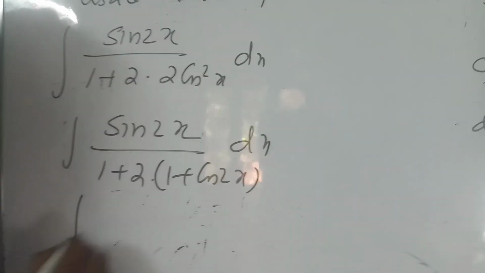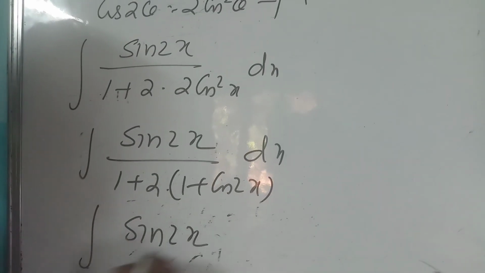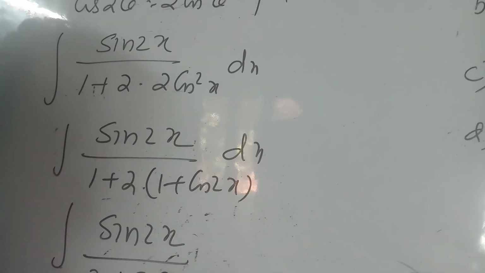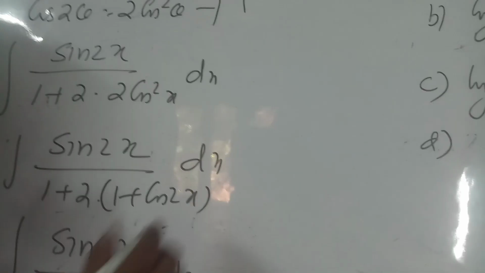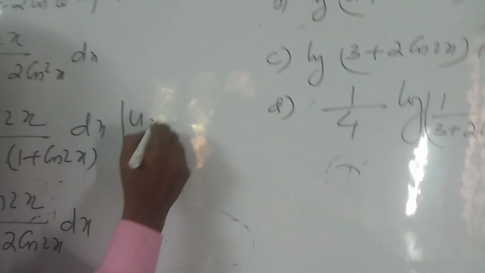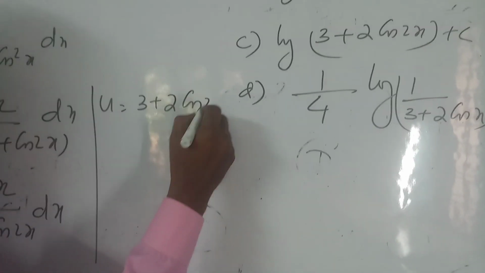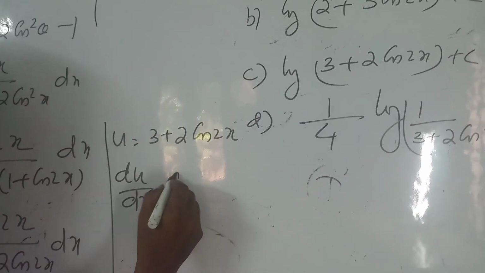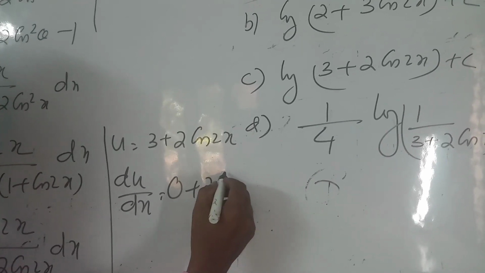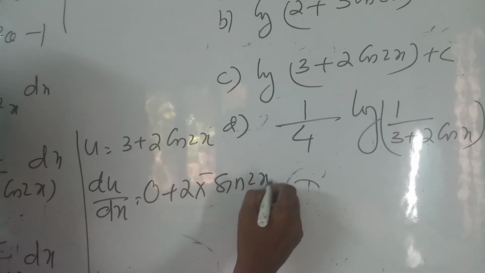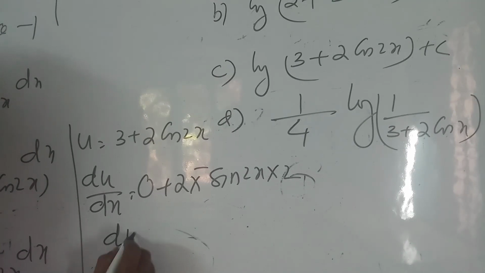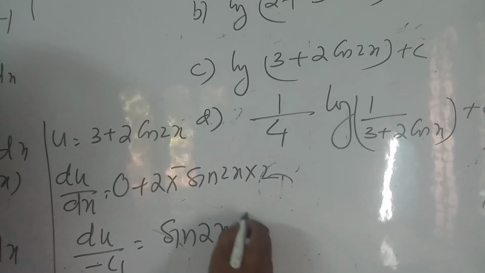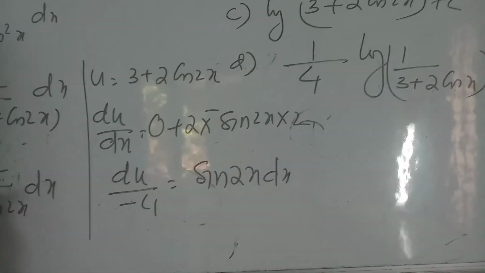Simplifying the term: integral sin 2x by 1 plus 2, that is 3 plus 2 cos 2x dx. It is simpler. Substitute: put u equal to 3 plus 2 cos 2x. Differentiate the term. du by dx is equal to the derivative of 3, which is 0, plus 2 into the derivative of cos 2x, which is minus sin 2x into 2. That is du by minus 4 equal to sin 2x dx.